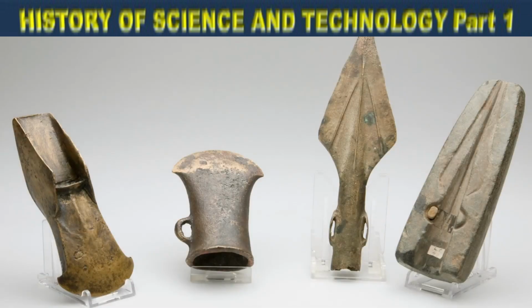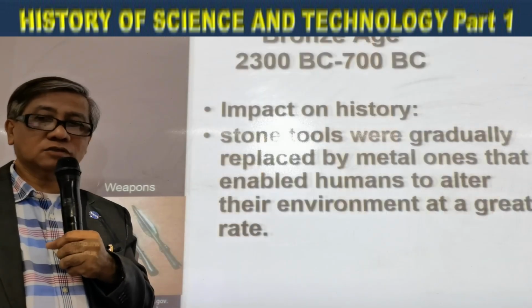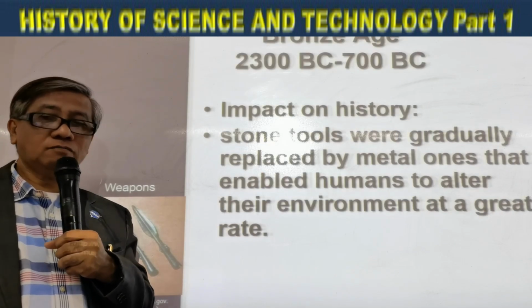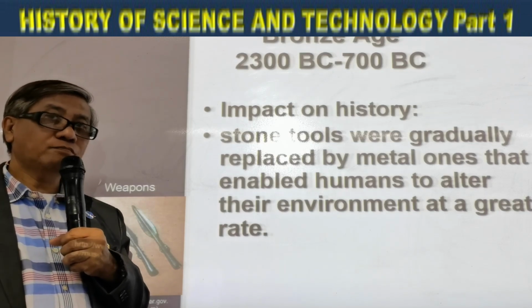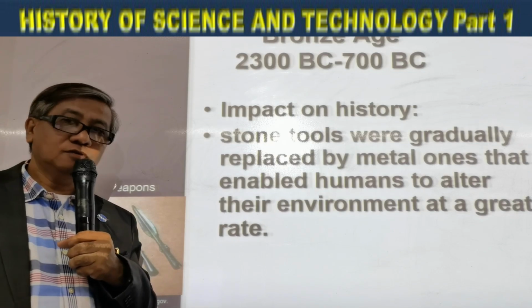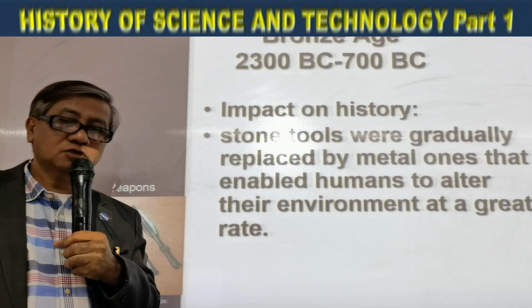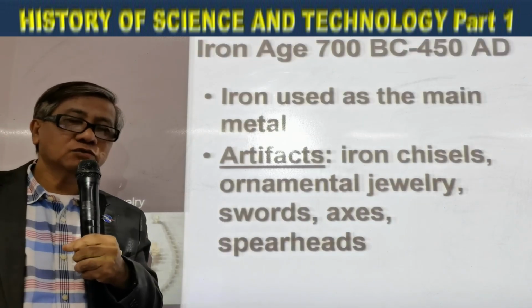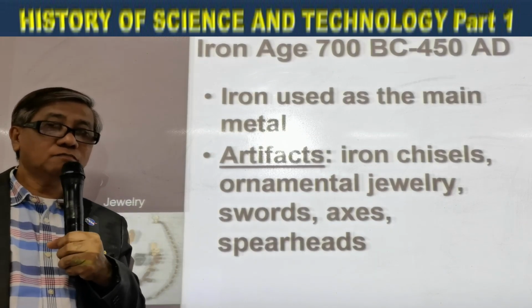Okay? So, its impact on history, stone tools were gradually replaced by metal ones, yung bronze, that enabled humans to alter their environment at a great rate. So, mas bumilis yung progress ng technology during that time because of the use of metals, specifically bronze. Okay, then we have the Iron Age. So, this is between 700 BC to 450 BC.